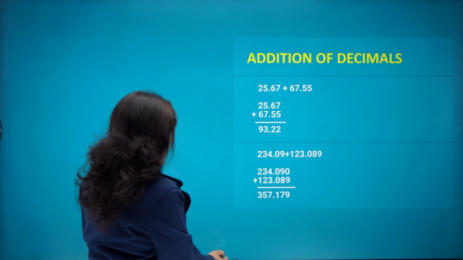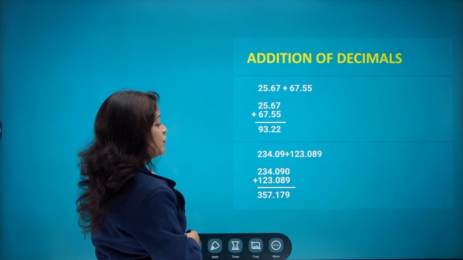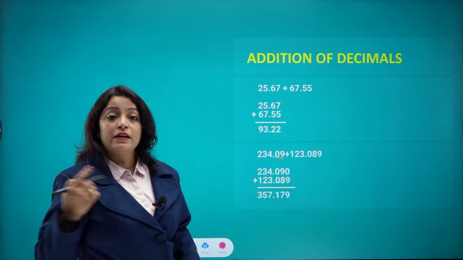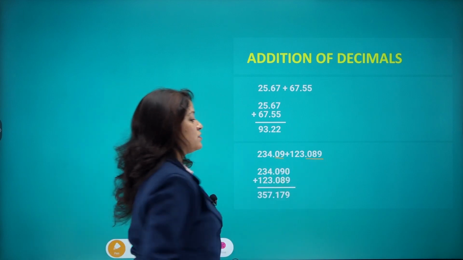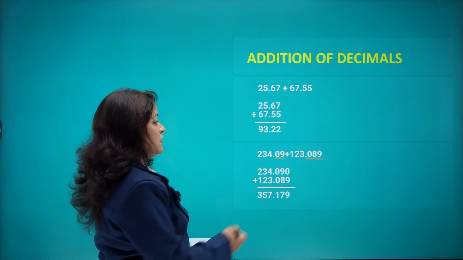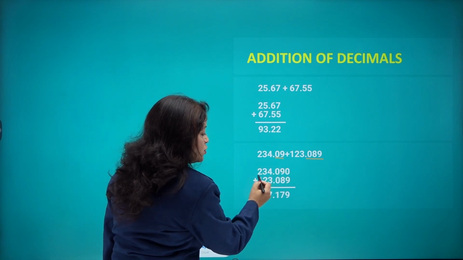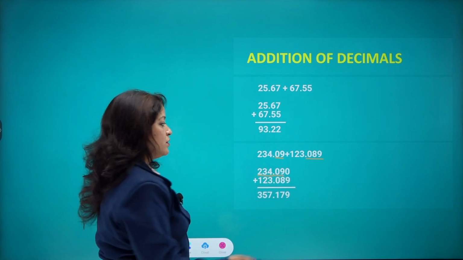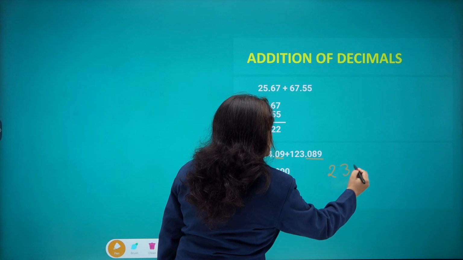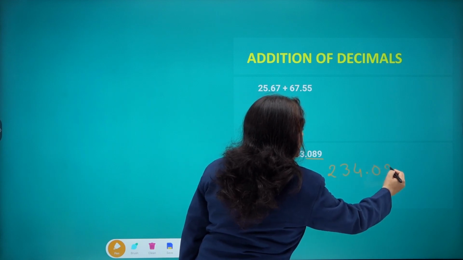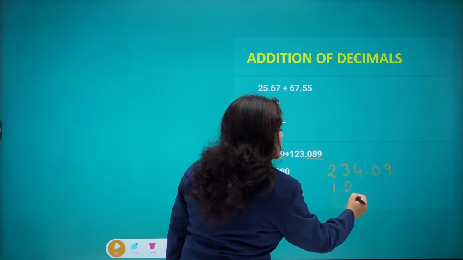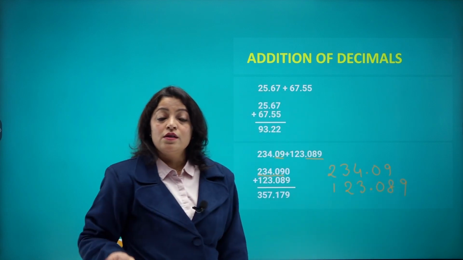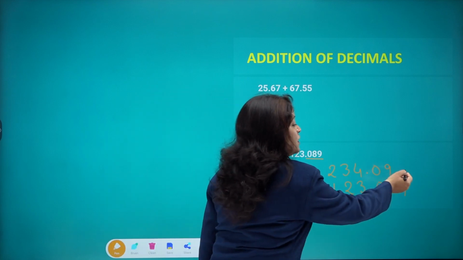So remember here one thing, that there are 2 digits after the decimal in the first number, right? You can see 2 digits, but in the second number there are 3 digits. So how has it to be done? I'll simply write, see, 234.09 is written here as it is, and if I arrange it in this manner, 234.09 and I'll write 123.089. There is no digit written above 9.